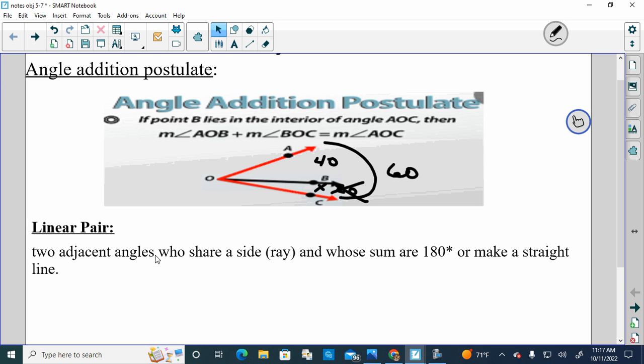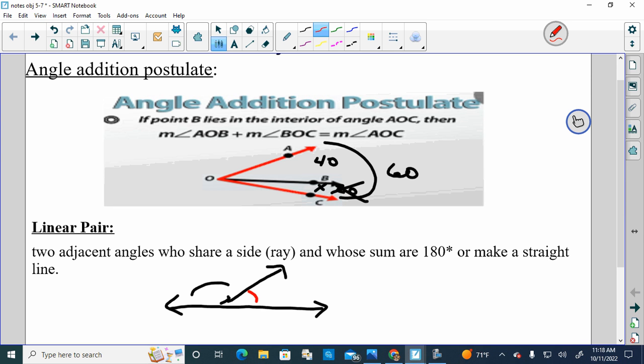Okay, so linear pair. Two adjacent angles who share a side or a ray and whose sum is 180 degrees. I didn't have a symbol on my keyboard for that. Or make a straight line. So a linear pair would look like this. So I want you to add this onto your notes. It's going to make a line, but it's two lines that are put together. That makes a linear pair. So it's two angles that share a ray, because this one right here, and then different color, this one right here. They share a ray. So that's what makes a linear pair.